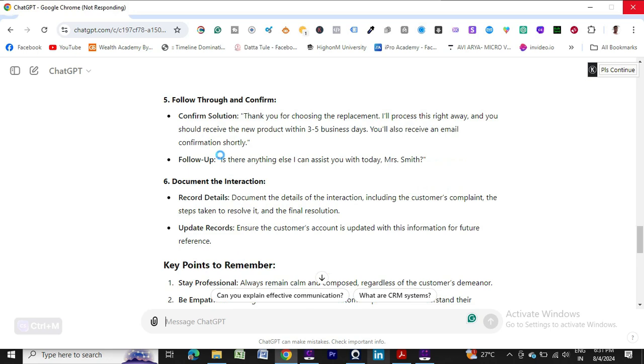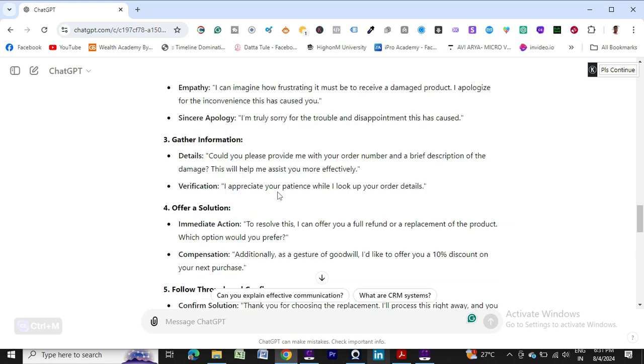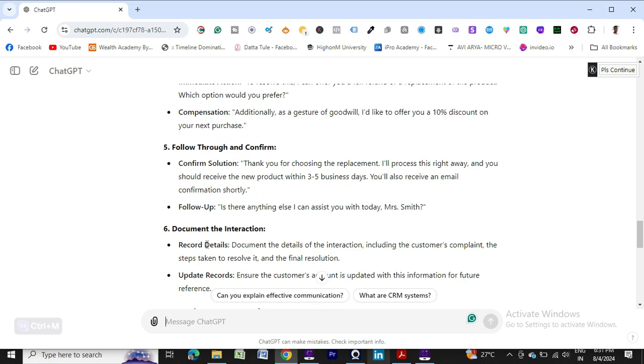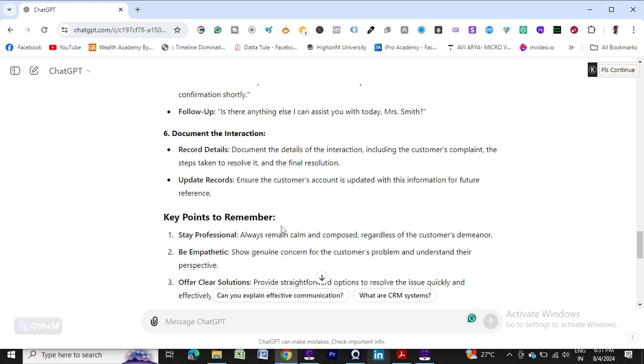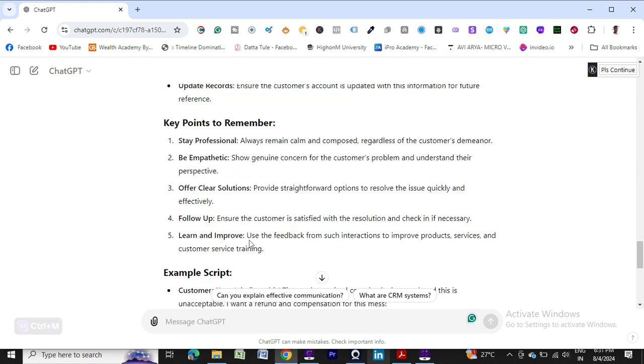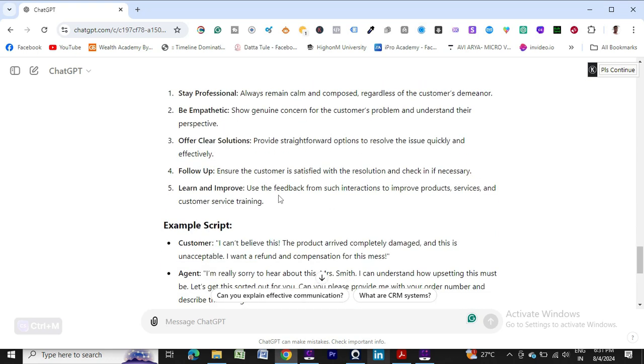Offer a solution, follow through and confirm, then document the interaction and all these things. Key points to remember: stay professional, be empathetic, offer a clear solution, follow up, learn and improve. Then an email script.